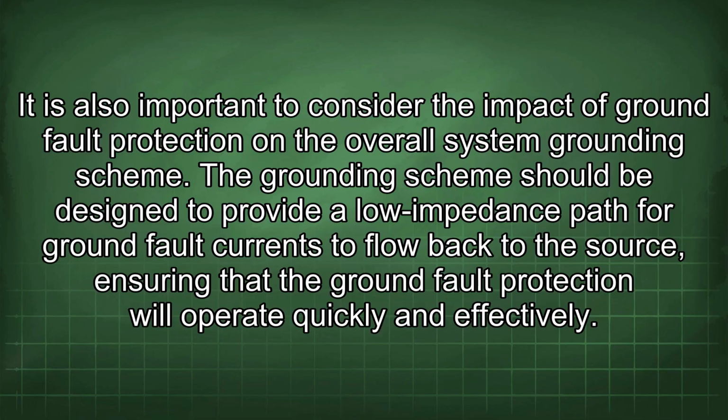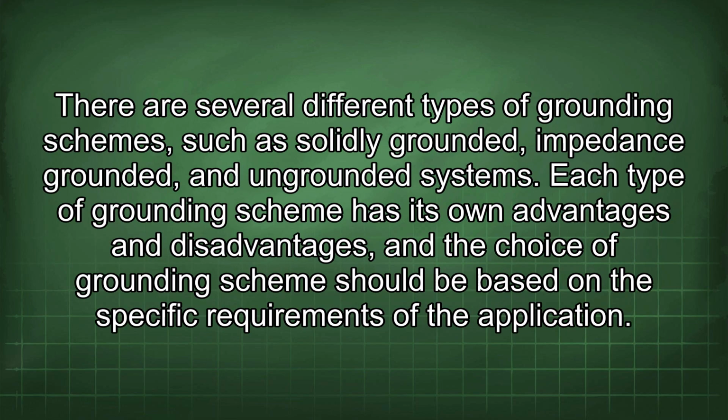It is also important to consider the impact of ground fault protection on the overall system grounding scheme. The grounding scheme should be designed to provide a low impedance path for ground fault currents to flow back to the source, ensuring that the ground fault protection will operate quickly and effectively. There are several different types of grounding schemes, such as solidly grounded, impedance grounded, and ungrounded systems. Each type of grounding scheme has its own advantages and disadvantages, and the choice of grounding scheme should be based on the specific requirements of the application.